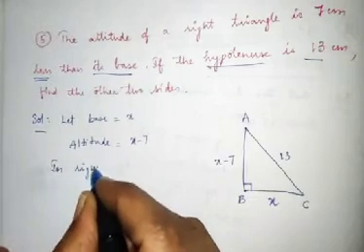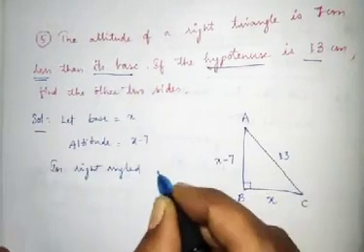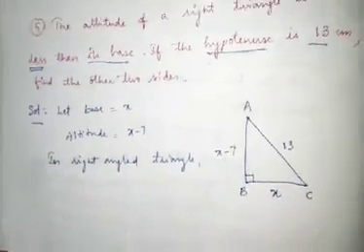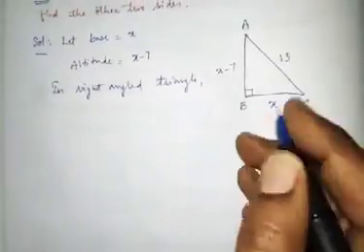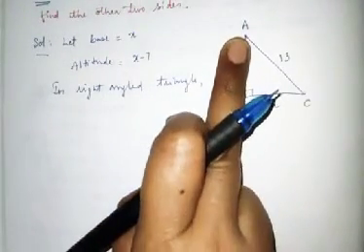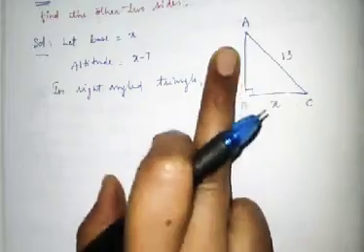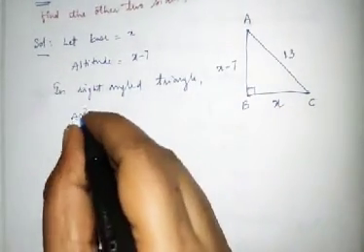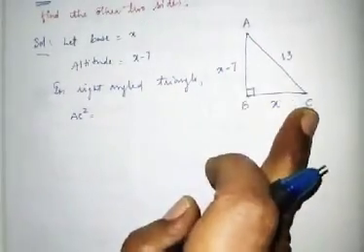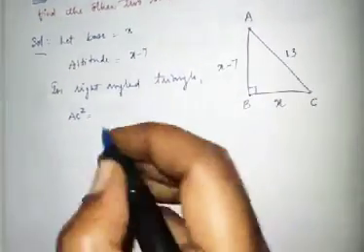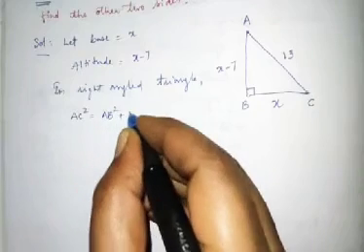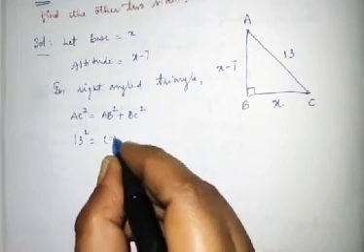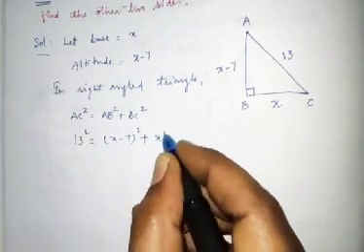a right angled triangle, let's apply Pythagoras theorem. Pythagoras theorem says the square of the hypotenuse is equal to the sum of the squares of the other two sides. So AC square, AC is the hypotenuse, so AC square is equal to AB square plus BC square. Let's write that and substitute the values. AC is 13, AB is x minus 7 whole square, BC is x square.